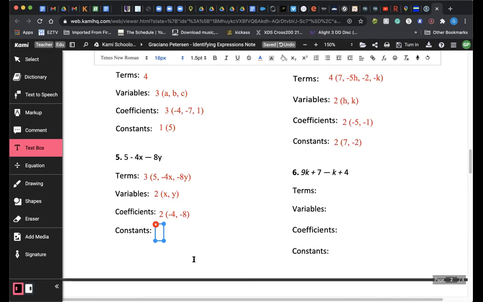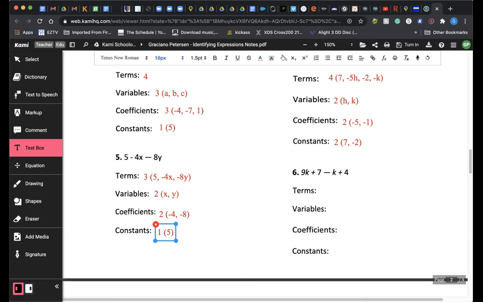How many constants do I have? I didn't ask you which one is a constant. I asked how many do I have? I only have one constant. That constant is 5.